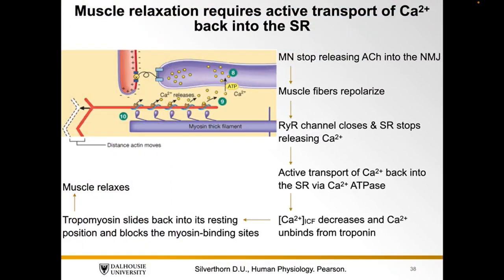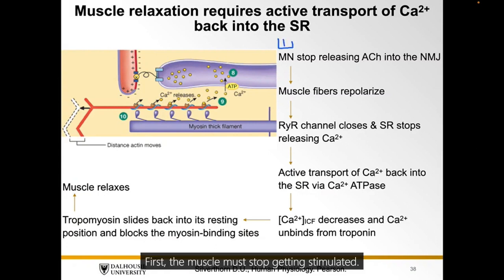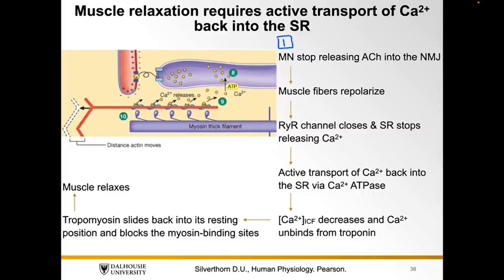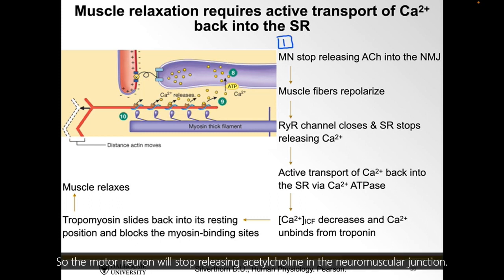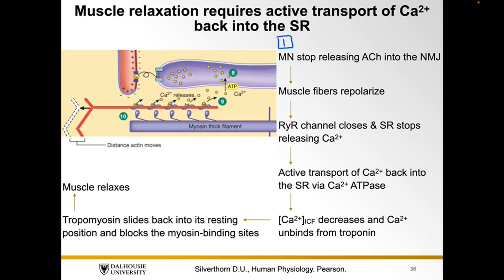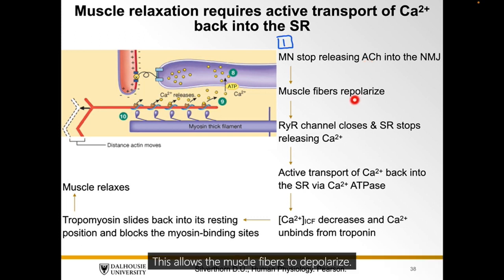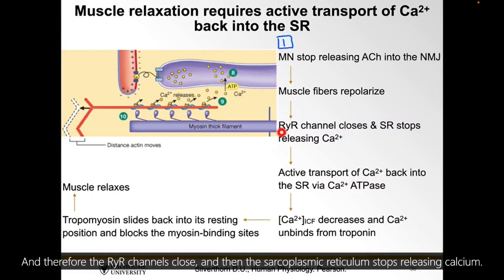So how is the skeletal muscle cell able to decrease the concentration of calcium inside the sarcoplasm? There's basically a two-step answer. So at first, the muscle must stop getting stimulated. So all of the activation events that we talked about must be stopped. So the motor neuron will stop releasing acetylcholine in the neuromuscular junction. This allows the muscle fibers to repolarize, and therefore the RYR channels close, and then the sarcoplasmic reticulum stops releasing calcium.